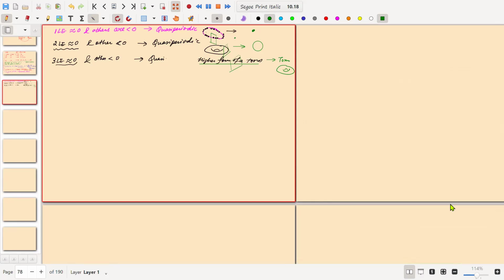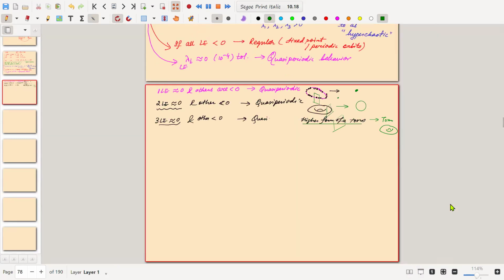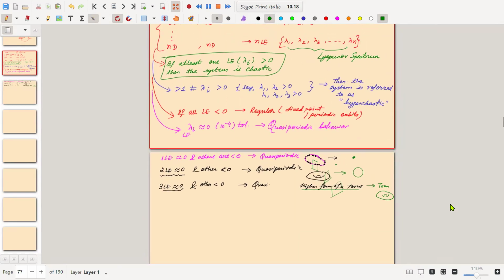So, okay. This is the higher form of a torus, right? These are all possible behaviors you can have with the Lyapunov exponent spectrum. The Lyapunov exponent is a simple way to characterize the dynamics of a chaotic system. We'll start with general 1D maps, now that you know the full idea of a Lyapunov exponent.